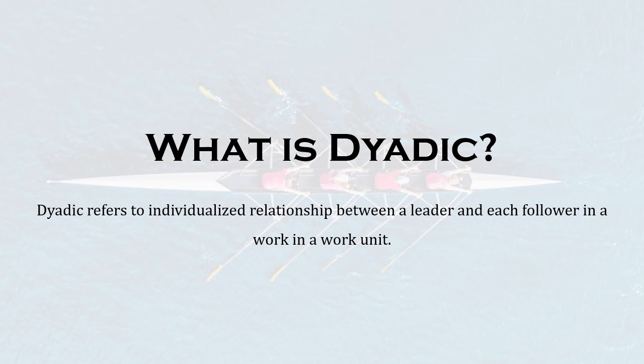So let's see what we mean by dyadic. Dyadic means an individualized relation between a leader and a follower. That means if a leader has a group of followers, then what is the relationship with each and every follower? The leader's relationship with each and every follower is called dyadic. That is a study of the relationship between a leader and every follower in his group.